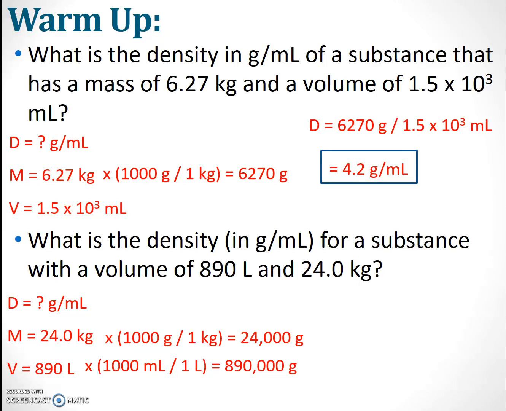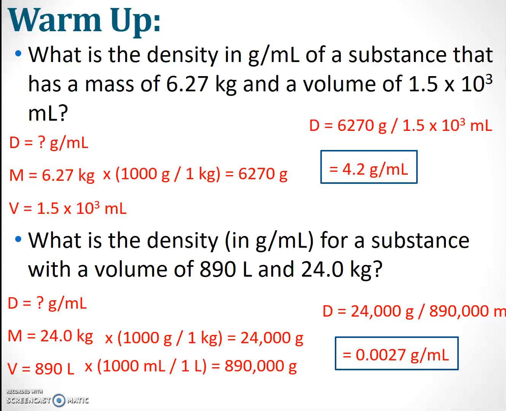And then we're all set to plug in since we have the same units. Again, you could be in scientific notation here. It's going to give you the same answer. And I rounded to the lowest number of significant figures, which is from our 890 liters. That's going to be 2. And we get 0.0027 grams per milliliter.